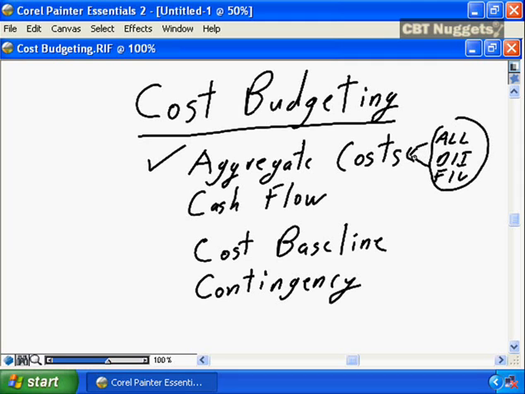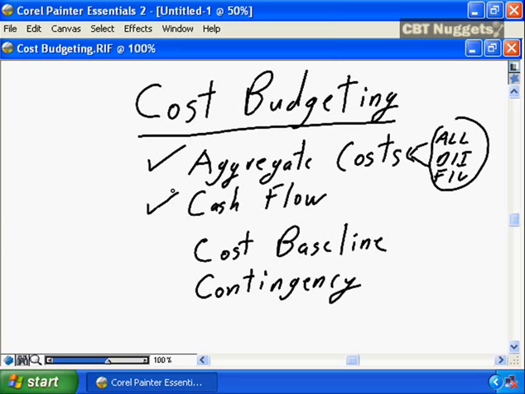Once you have developed the aggregate costs for your project, you then need to develop a cash flow for the project. Larger projects, expensive projects, will require a very comprehensive cash flow statement for the project. Organizations don't want to have surprises.